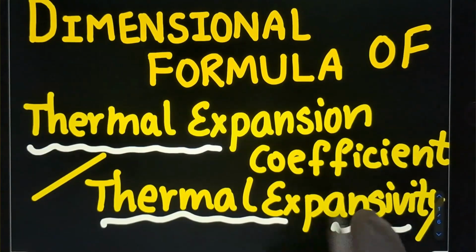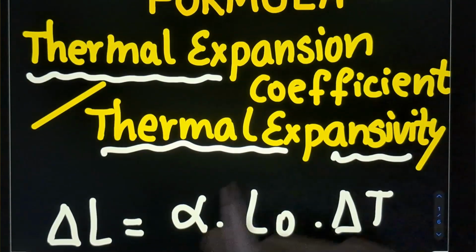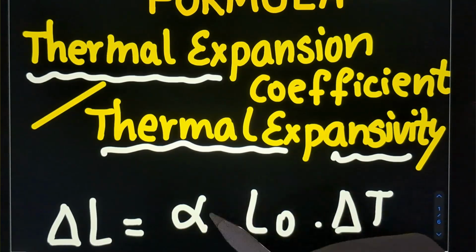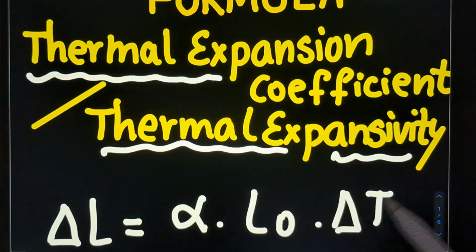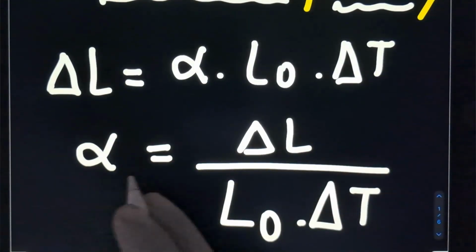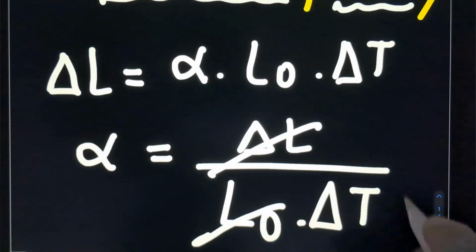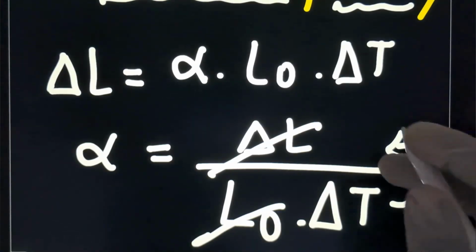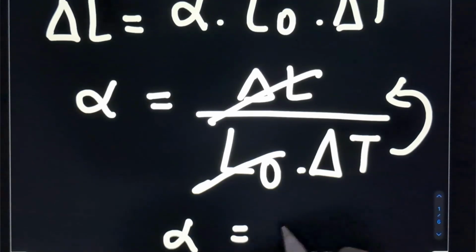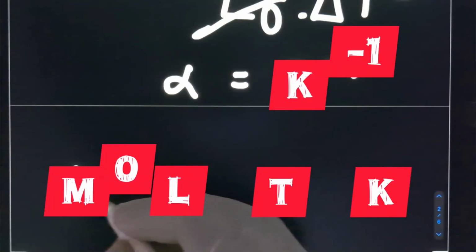To find the dimensional formula of thermal expansion coefficient, the formula is delta L is equal to alpha into L naught into delta T. Alpha is equal to delta L by L naught into delta T. On cancellation of the same dimensions of length, we get temperature. It is inversed. The temperature is denoted by the letter K, so it will be K inverse.